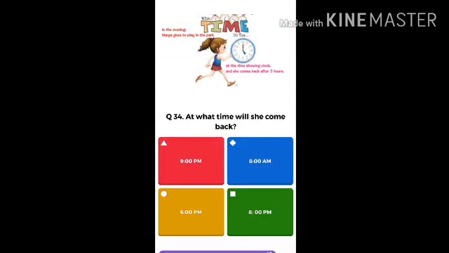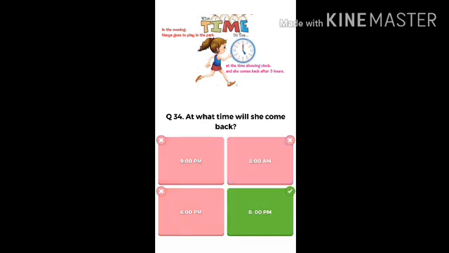In the evening, Navya goes to play in the park at the time showing the clock, and she comes back after 3 hours. The time showing clock is 5 o'clock in the evening. After 3 hours, it's 8 o'clock in the evening. She'll come back at 8 p.m.